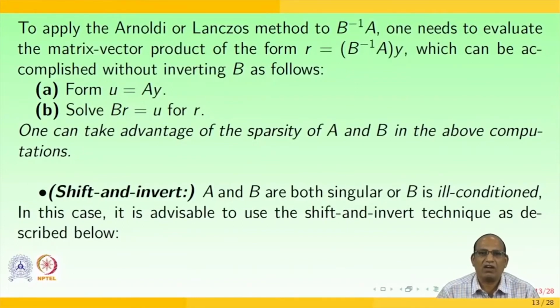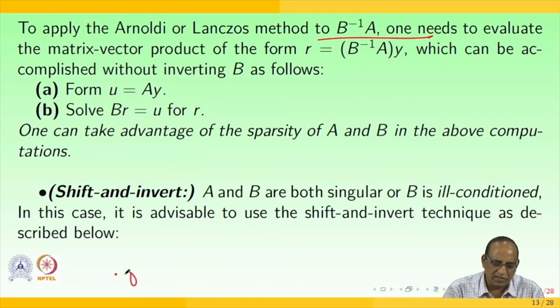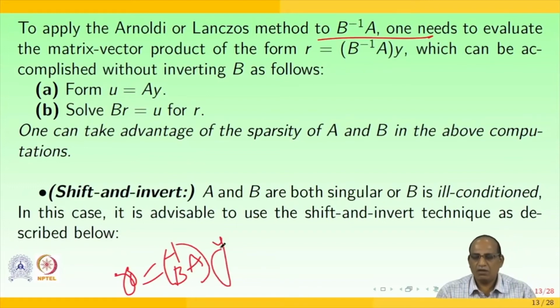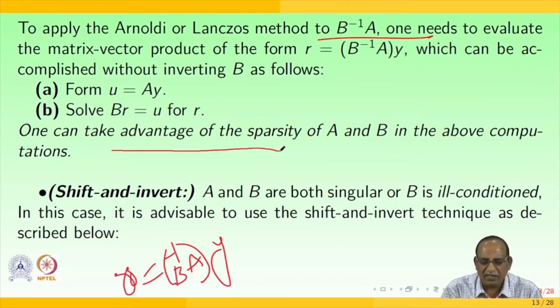To apply the Arnoldi or Lanczos method to B inverse A, one needs to evaluate the matrix vector product, that is r equal to B inverse A times y, which can be accomplished without inverting B as follows. Form u equal to Ay, and solve Br equal to u for r. One can take advantage of the sparsity of A and B in the computation.